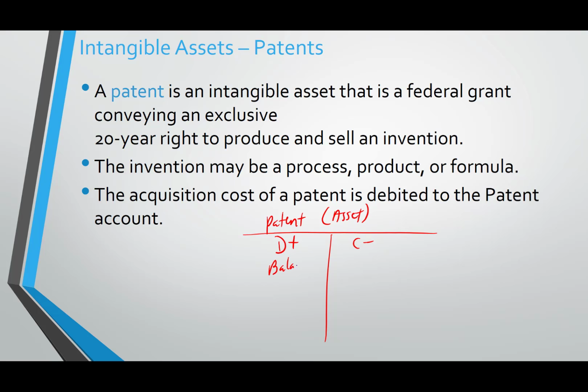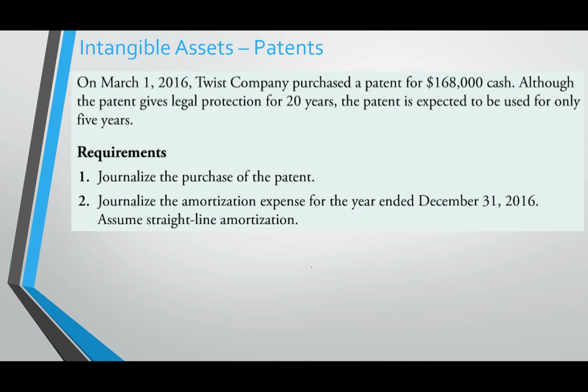Let's look at a problem here and see how it's a little different than depreciation, since we think of having to amortize it. It says here, on March 1st, Twist Company purchased a patent for $168,000 cash. Although the patent gives legal protection for 20 years, the patent is expected to be used for only 5 years. 1. Journalize the purchase of the patent. 2. Journalize the amortization expense for the year ended 12/31/16. Assume straight line. Okay, so let's go ahead and do this here.